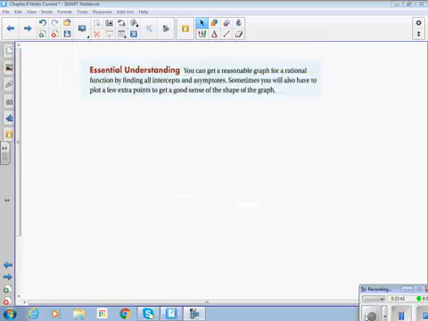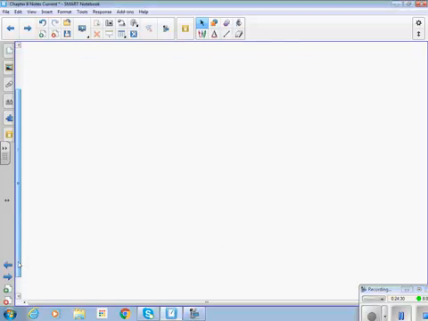All right, so now we're to the purpose. Why bother finding horizontal and vertical asymptotes? Because it helps us get a reasonable graph for our rational functions by finding all intercepts and asymptotes. Sometimes you'll have to plot a few extra points to get a good sense for what the graph is going to look like. So remember, we can't have a calculator on our final, and you can't have Desmos or a graphing utility on your final. So when you're asked to graph a rational function, you've got to know where all the asymptotes are, know if the graph is above or below, and its general shape. So we're using all these pieces of information to help us with that.